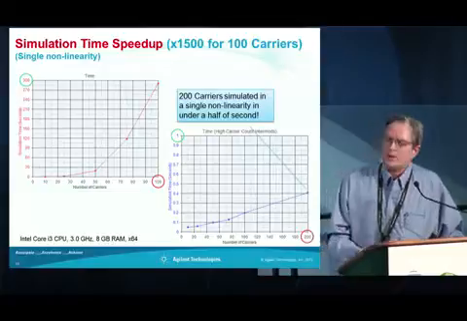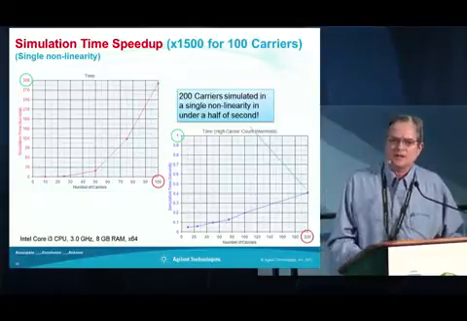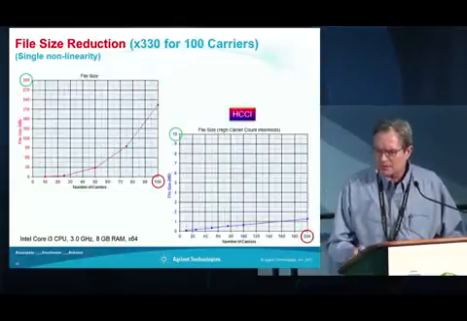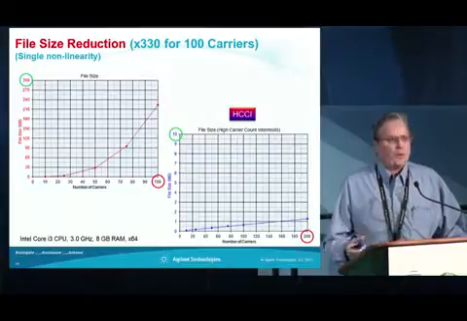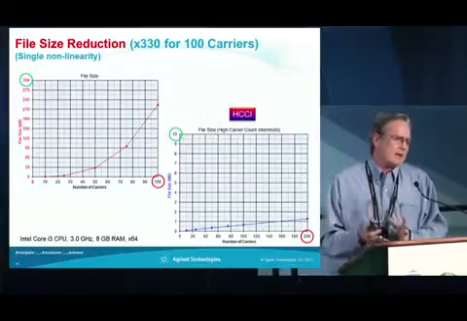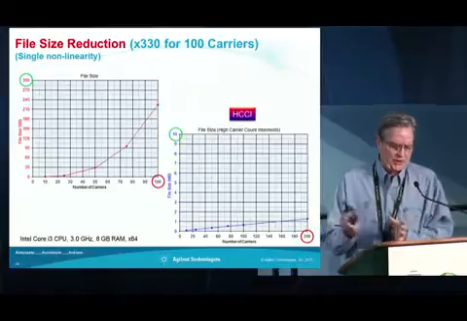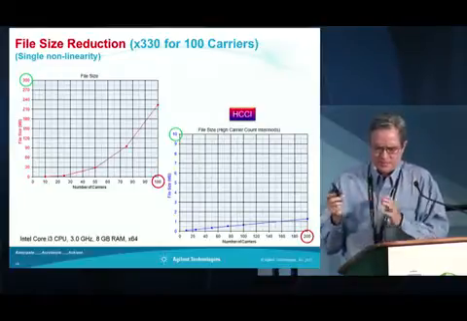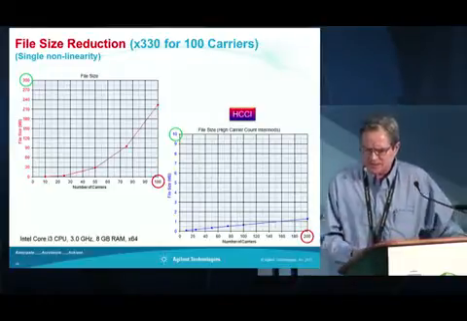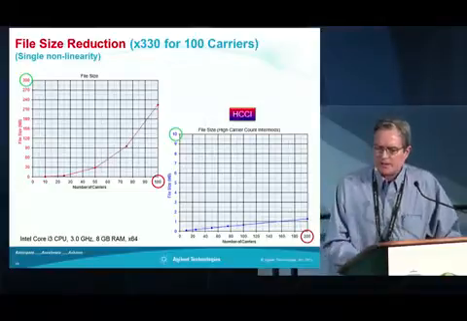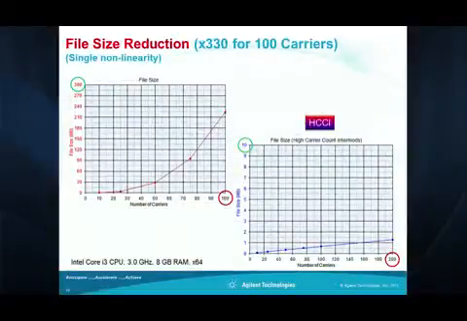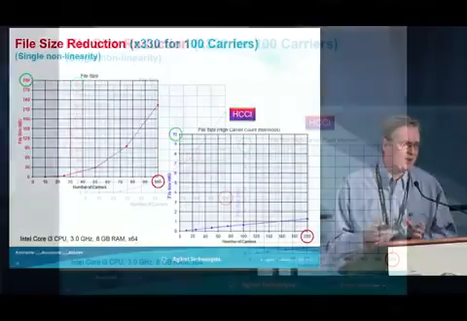If you look at 200 carriers, it's under a second. So this is very quick. Also, if we just did a study of the file analysis, where we took the simulation and saved it to disk, we see that at 100 carriers we get a 330 times improvement in file size. So the file size is a lot smaller.